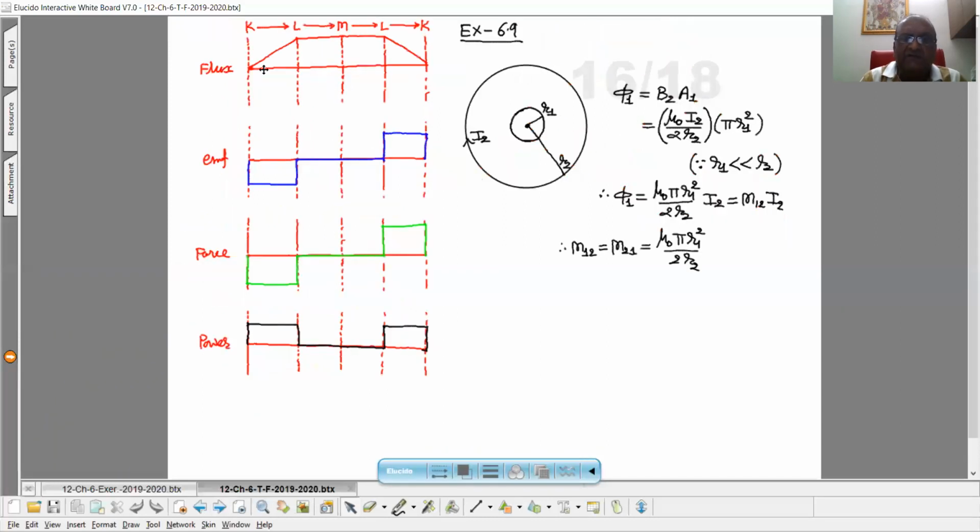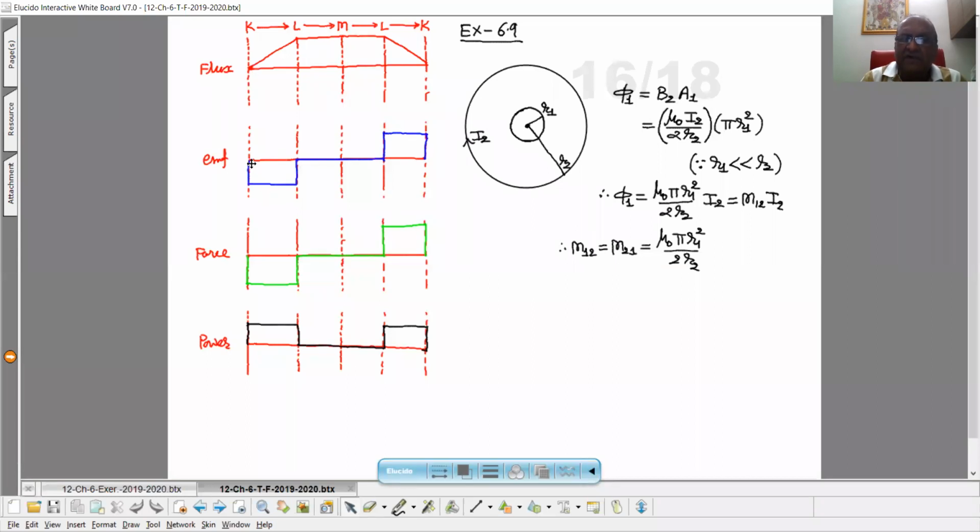See, for flux: 0 to B, flux is increasing, then B to 2B, then 2B to B, and then B to 0 decreasing. Clear? So in this way we can prepare the graph of flux.